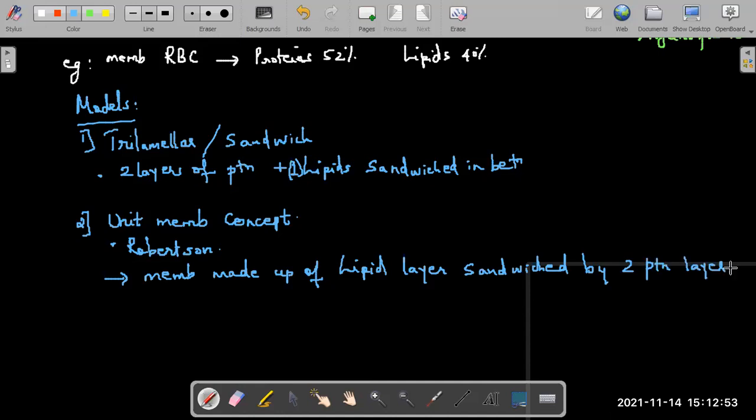Okay, they're just models that they discuss. So the third one that we are learning is the fluid mosaic model, which is widely accepted. The fluid mosaic model. This is by Singer and Nicholson.